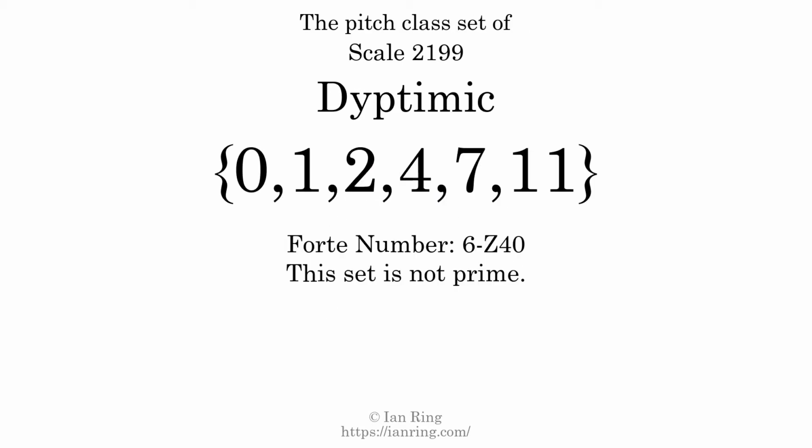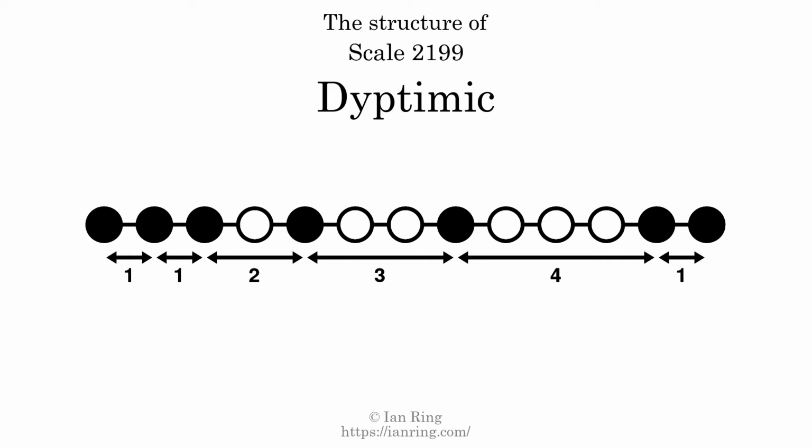The pitch class set for this scale is 0, 1, 2, 4, 7, 11. The forte class is 6Z40. This set is not prime. The structure of a scale is a description of the interval distance between each successive tone. This scale has a structure of 1 1 2 3 4 1.